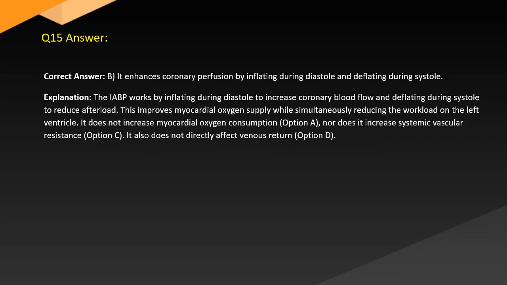Answer. Correct answer B. It enhances coronary perfusion by inflating during diastole and deflating during systole. Explanation. The IABP works by inflating during diastole to increase coronary blood flow and deflating during systole to reduce afterload. This improves myocardial oxygen supply while simultaneously reducing the workload on the left ventricle. It does not increase myocardial oxygen consumption, option A, nor does it increase systemic vascular resistance, option C. It also does not directly affect venous return, option D.